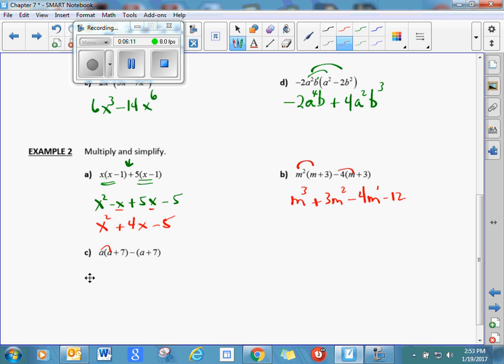C, a times a is a squared plus 7a minus 1 times a is minus a. Minus 1 times 7 is a minus 7. Again, this is one where these middle terms are like terms, a to the first power. So I can come in and I can say my simplified answer, my final answer, is a squared plus 6a minus 7.